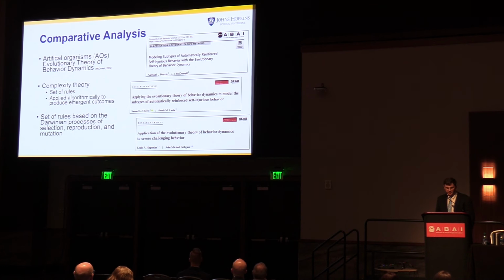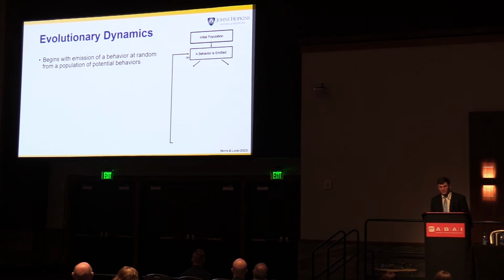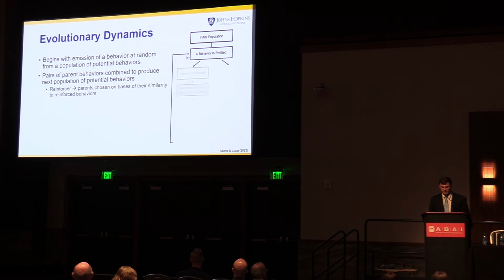The ETBD is a complexity theory, which means it's just a simple set of rules. These rules are applied algorithmically, repeatedly over and over again, to produce emergent outcomes that can't be known or deduced in advance. In the ETBD, the rules are based on Darwinian processes of selection, reproduction, recombination, and mutation. So at a very broad level, here's how the algorithm works. The operation of the theory begins with an emission of behavior at random from a population of potential behaviors. Next, pairs of parent behaviors are combined to produce the next population of potential behaviors.